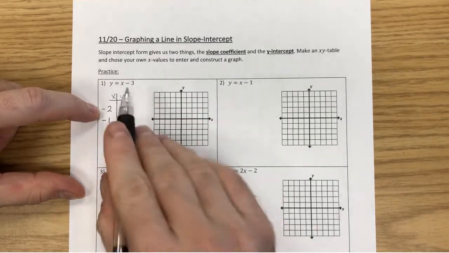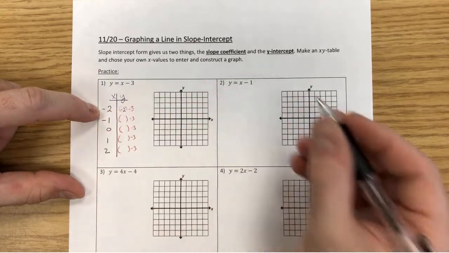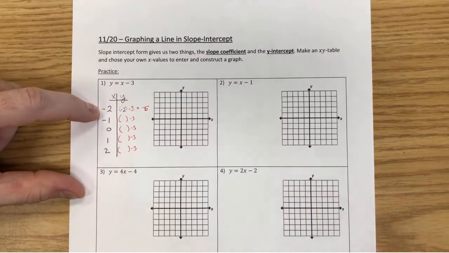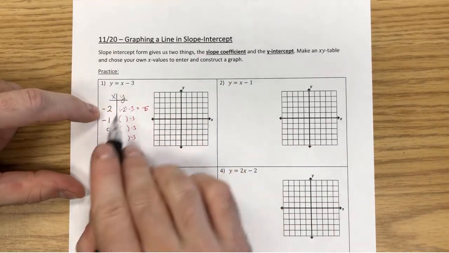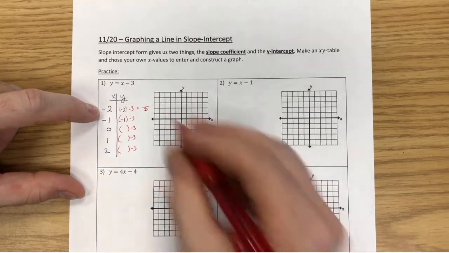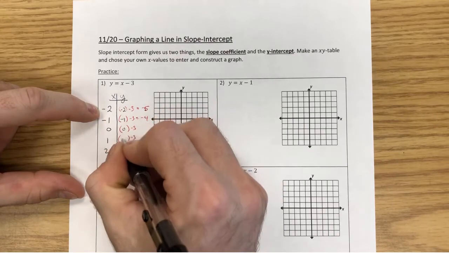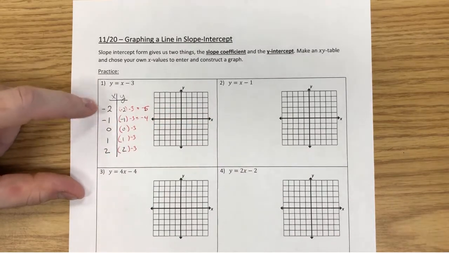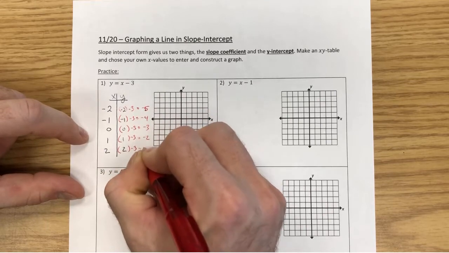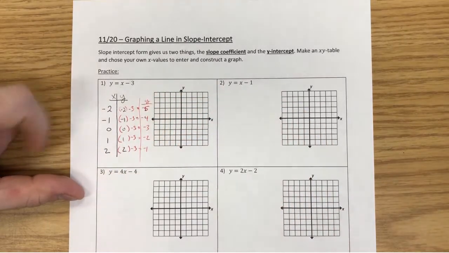So again, instead of saying x minus 3, my x is -2, it's -2 minus 3, which is going to give me a -5. Instead of saying x minus 3, it's going to be -1 minus 3, which is going to be -4. And then all the way down the line, we're going to take each one of these values and subtract 3 from it. So -3, -2, and -1, and these are actually my new y values right there.